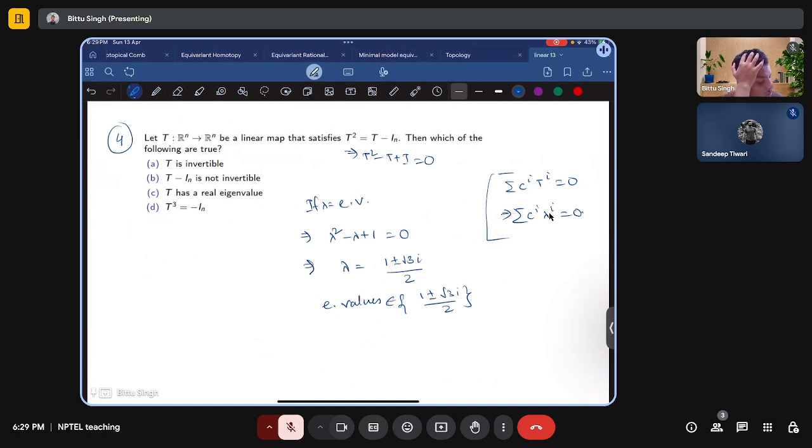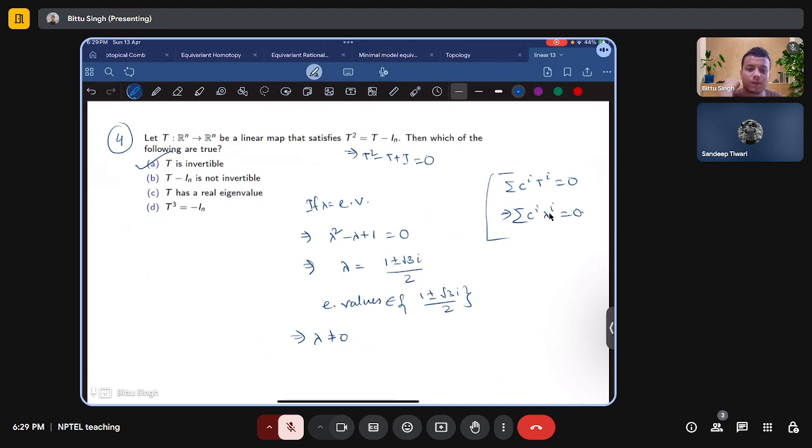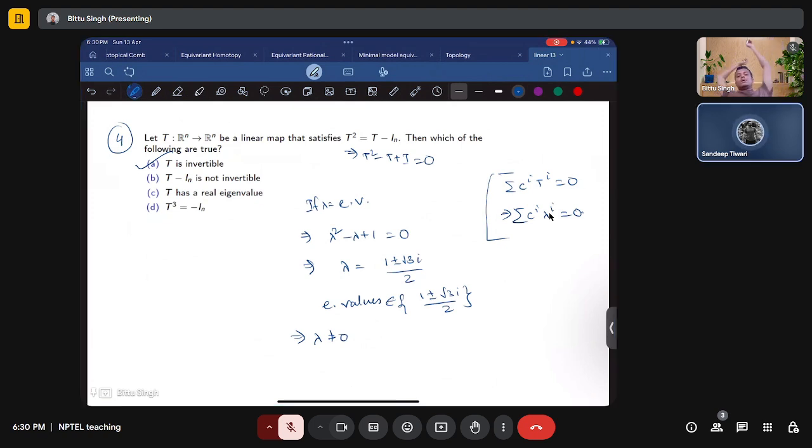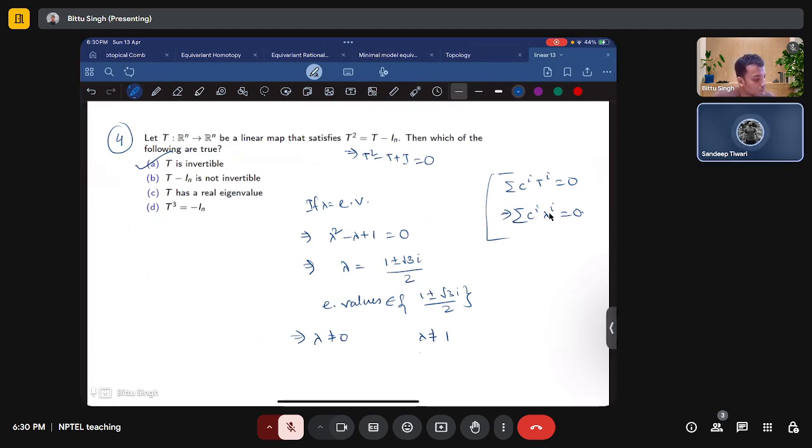Therefore, it is clear that lambda cannot be 0. Hence, T is invertible. Also, n cannot be odd, because eigenvalues will appear pairwise. That is a good observation. So what is the possibility of the eigenvalue being 1? It is clear that lambda is not 1. Therefore the eigenvalues are given by this.